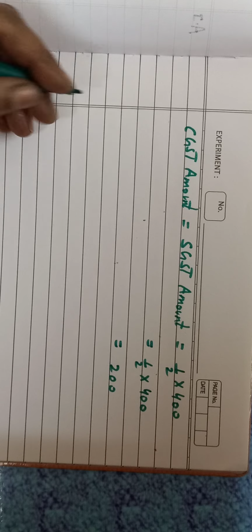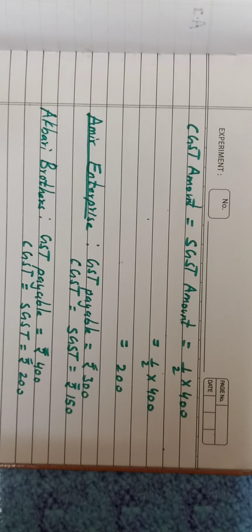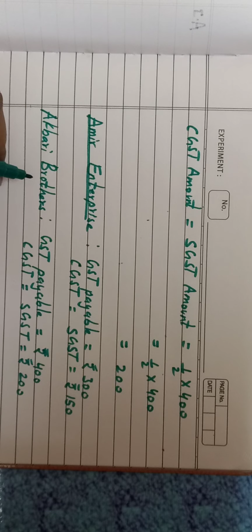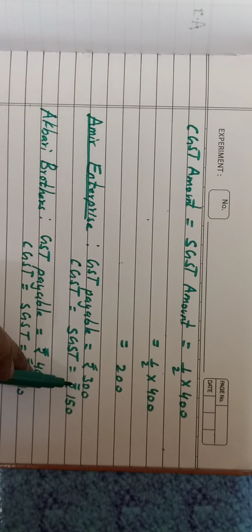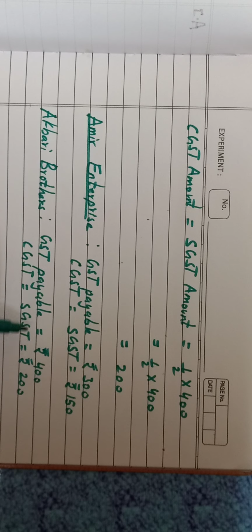Now you can write the conclusion again. Write the conclusion also again. GST payable is rupees 300 for Amir Enterprise. CGST, SGST is 150 rupees. Akbari Brothers GST payable is rupees 400. CGST, SGST is equal to rupees 200.